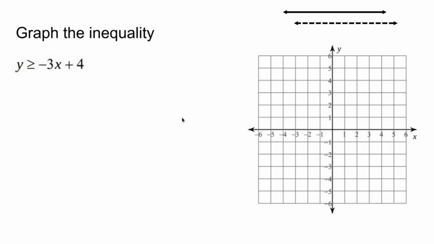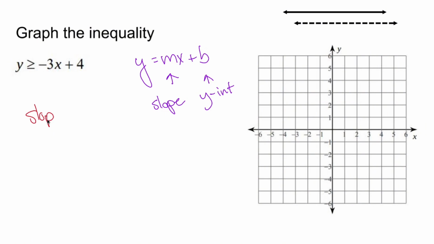Graph the inequality y is greater than or equal to negative 3x plus 4. When you graph an inequality, you start out by treating it like it's a regular old equation in the form y equals mx plus b, where m, the number in front of your x, is your slope, and b is your y-intercept, as long as y over here is all by itself. Y is all by itself, so we can label the slope negative 3.